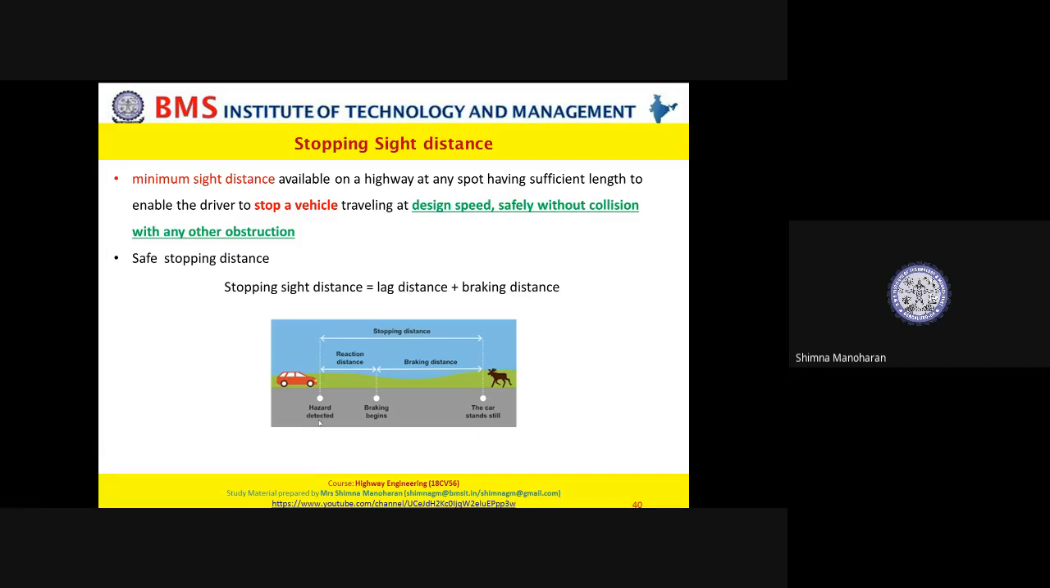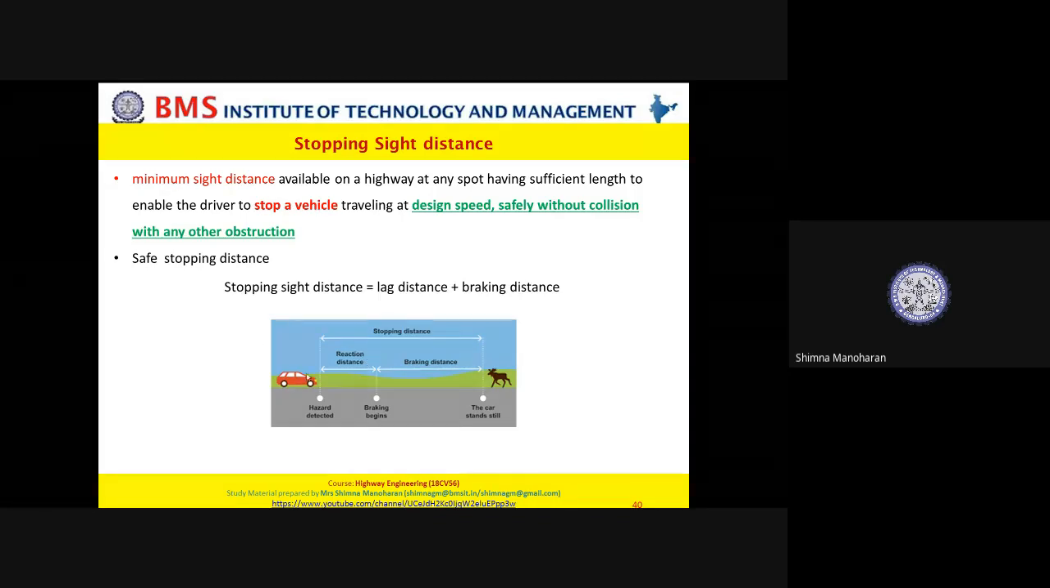So stopping side distance, see, you are driving on a plain road, you find an animal, or maybe you find some obstruction. So what is it? You detect the hazard from here. And then what happens? There will be some reaction time. So usually the reaction time prescribed by IRC for a well-fit human being is 2.5 seconds. So we will see how reaction time will be varying with respect to different people and different situations. So reaction time prescribed by IRC is 2.5 seconds.